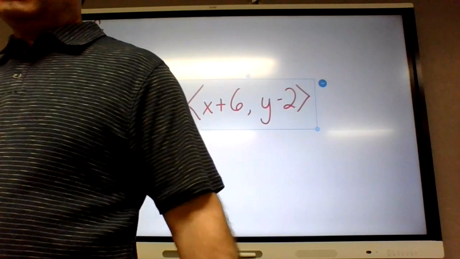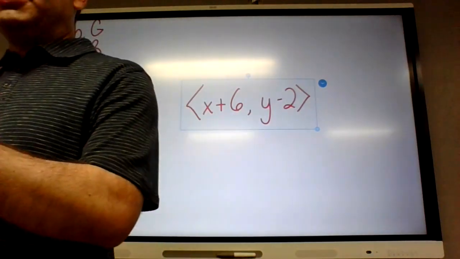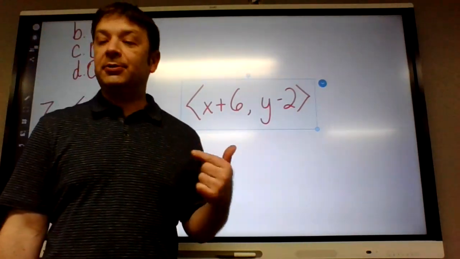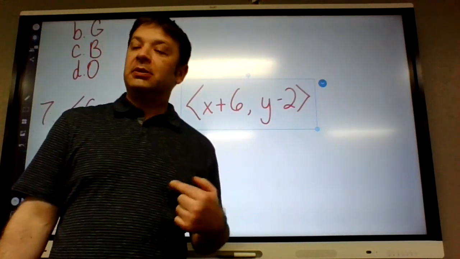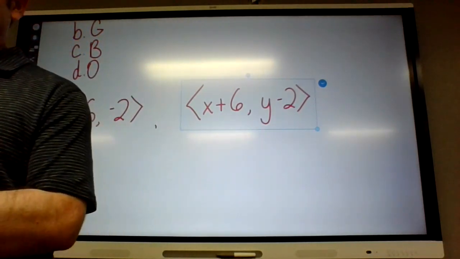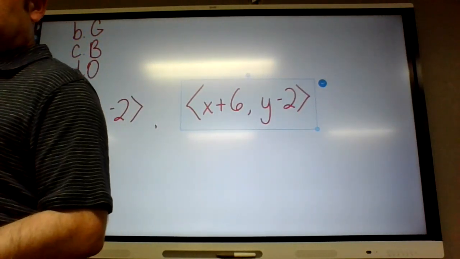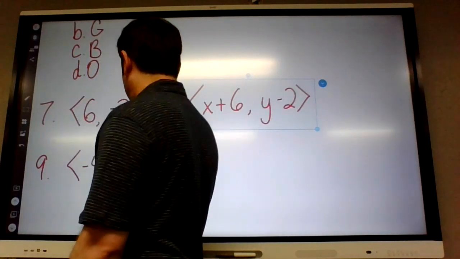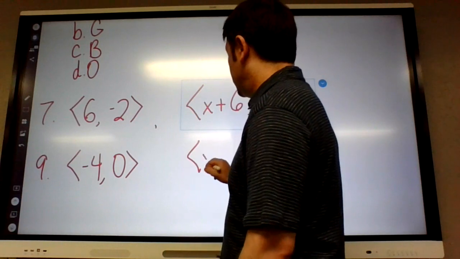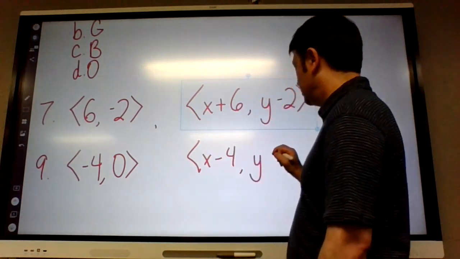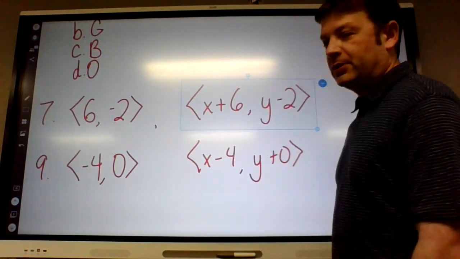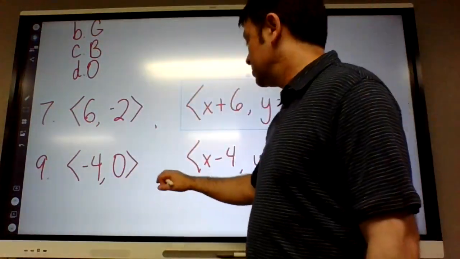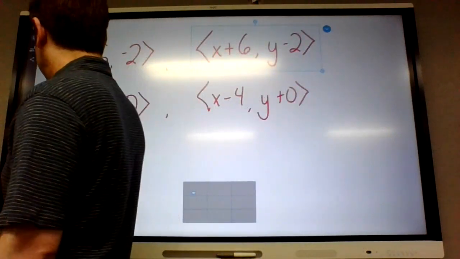Number 9. Okay, so it's important to note that we're going from O to O prime. So we're going from black to red, not red to black. How would we go from black to red on number 9? -4, 0. Not moving up or down, so it's -4, 0. So that would be x minus 4. You could probably just put y. I don't think you need y plus 0, but what'd they put? They just put y. But that's okay.